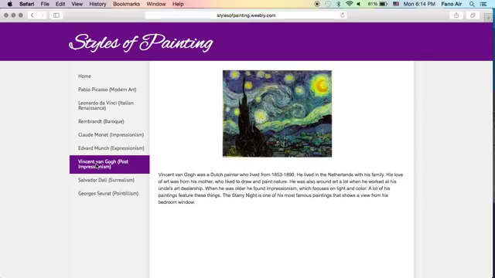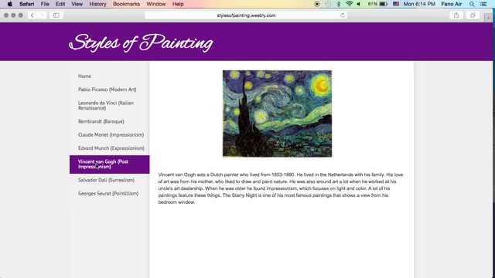The next artist that I learned about was Vincent van Gogh, and he was a Dutch painter who lived from 1853 to 1890. He lived in the Netherlands, and he loved to draw and paint. When he was young, he worked at his uncle's art dealership. When he was older, he started painting on his own, and he found Impressionism. This is post-Impressionism, so it's a little later than Claude Monet's style. It has some variations, and it focused on light and color. That's usually what his paintings feature.